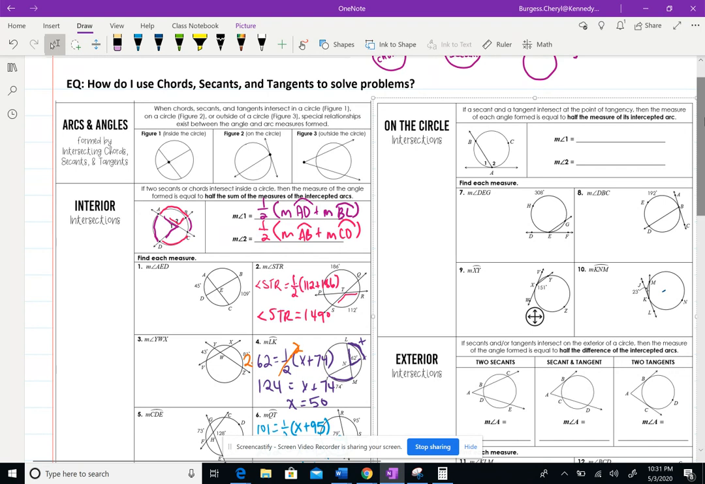If a secant and a tangent intersect at the point of tangency, then the measure of each angle formed is equal to half the measure of its intercepted arc. Okay, so this one actually, guys, is even easier than the last one. So if we have angle 1, it is equal to half of the measure of its intercepted arc, and our intercepted arc for angle 1 is AB. So the measure of arc AB. That's it. Just multiplying by 1/2.